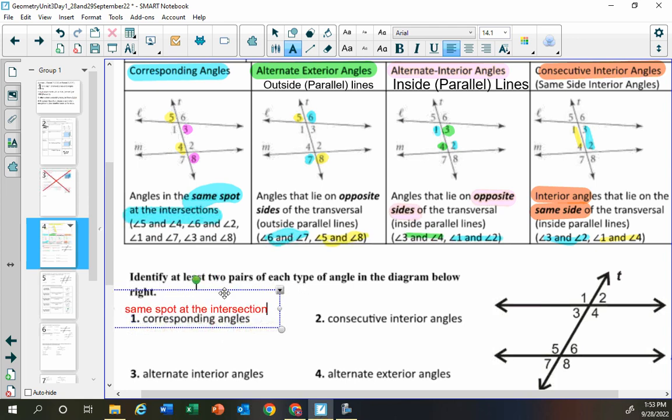So, all right, I got an idea. Somebody pick any angle for number 1. Pick any angle that comes to your mind. Raise your hand. Nelson. Okay, angle 1 and angle 5.